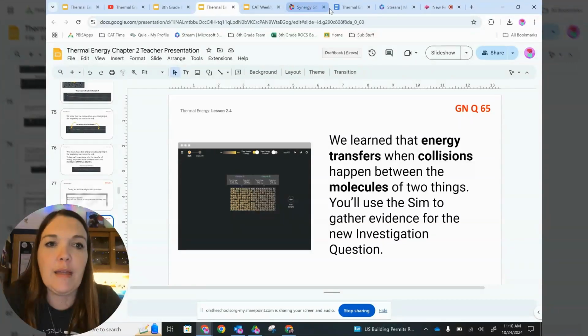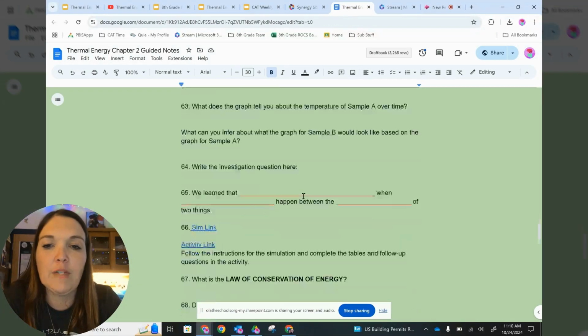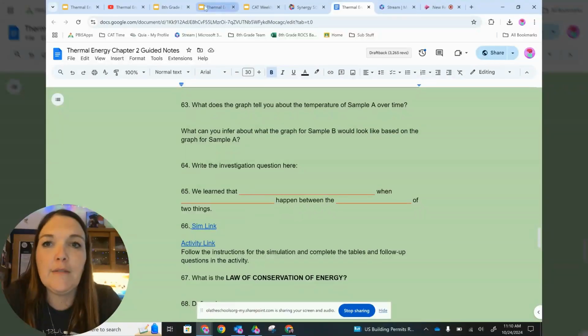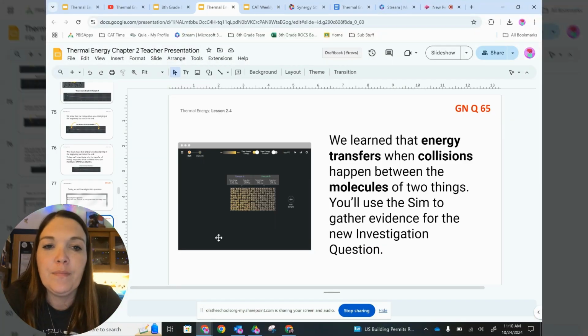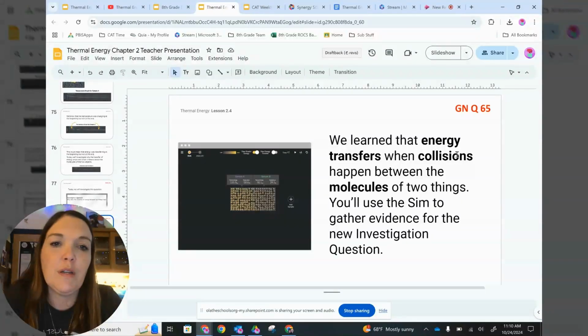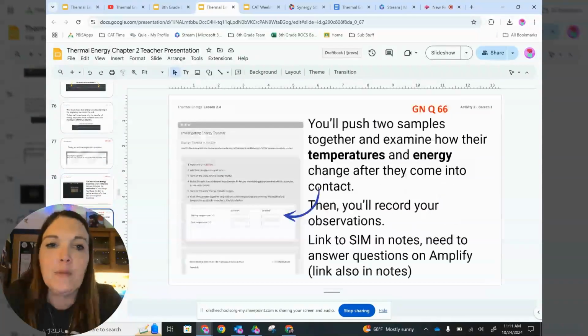Just going back and looking at your notes, what we have for 65, you're filling in those blanks. Energy transfers when collisions happen between the molecules of two things. You'll push two samples together in the sim and examine how their temperatures and energies change after they come into contact. Then you'll record your observations.